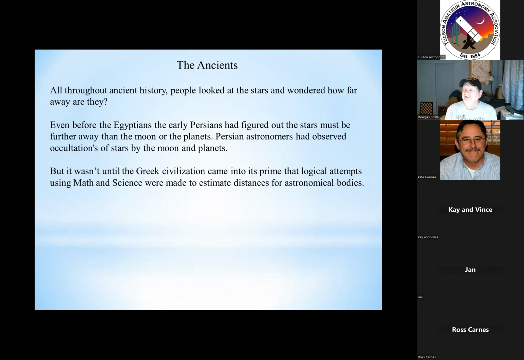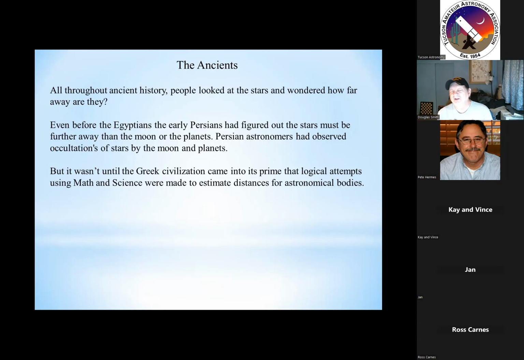So trying to figure out the distance to the things in the sky is nothing new. I'm quite sure the ancients would look up at the sky and wonder how far away the stars are, how far away are the planets, how far away is the sun. I mean, even the early Persians had at least figured out that the stars were farther away than the planets and the moon. And how did they know this?